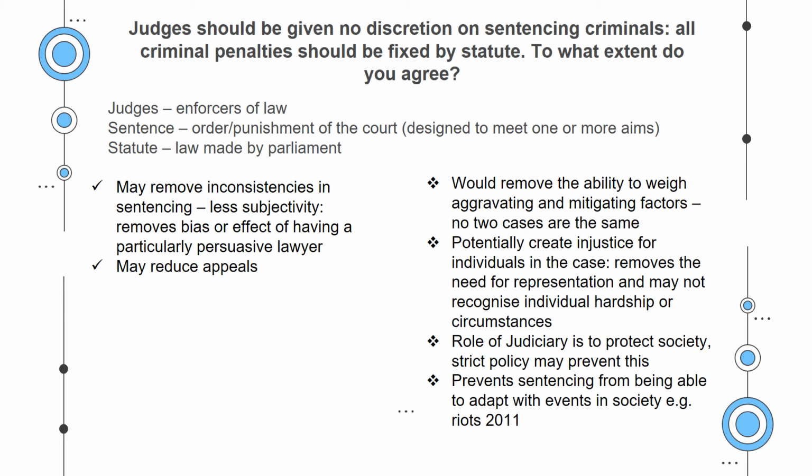But the reasons why this may be a good idea, I've put: it may remove inconsistencies in sentencing, less subjectivity of the judge or magistrates, removes bias or the effect of having a particularly persuasive lawyer, because you can have lawyers that may argue more mitigation and the public find it more difficult to understand. It makes them angry, makes the victim and the victim's families angry. But it may reduce appeals. So if you're clear on what the sentence will be, there's less avenue of appeal. Okay, so clearly you can see where the essay plan is going and where the conclusion would need to be.